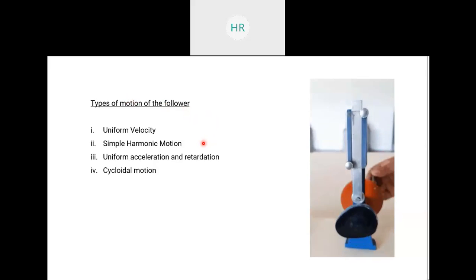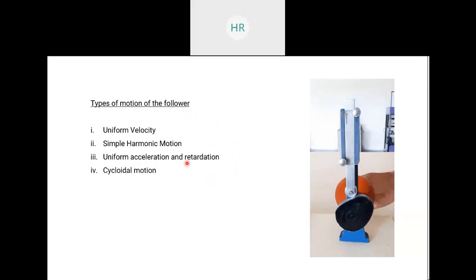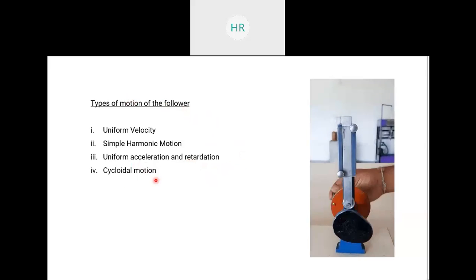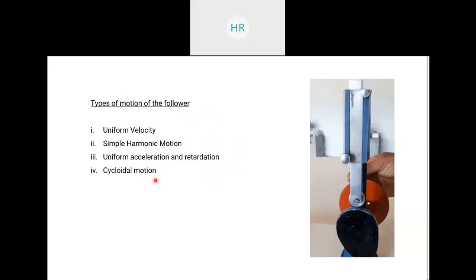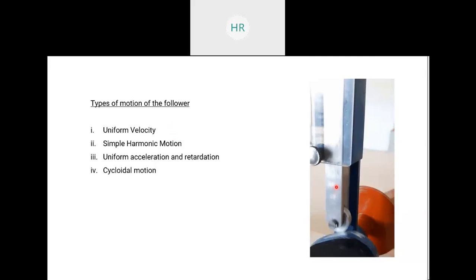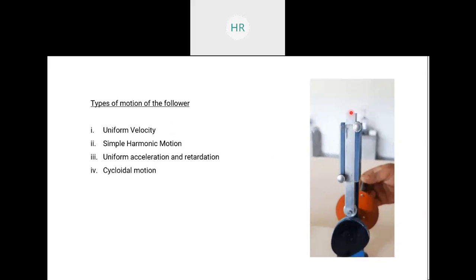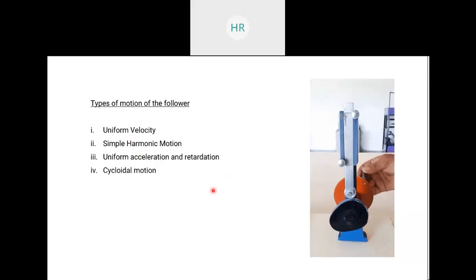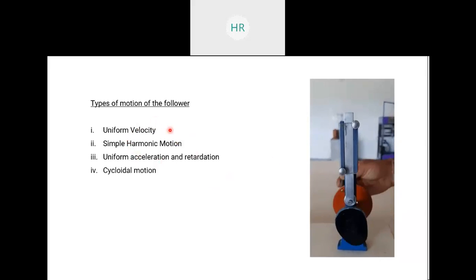uniform velocity, simple harmonic motion, uniform acceleration and retardation, and cycloidal motion. So these are the motions of this follower. ये जो यहाँ पे अप एंड डाउन मूवमेंट हो रहा है उस एलिमेंट का different types of motion है. So let's begin with uniform velocity.